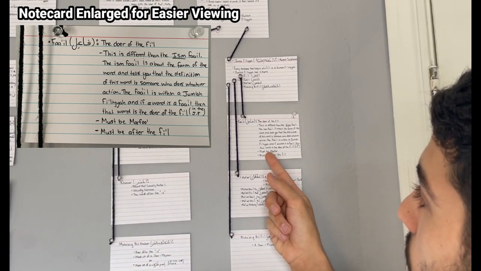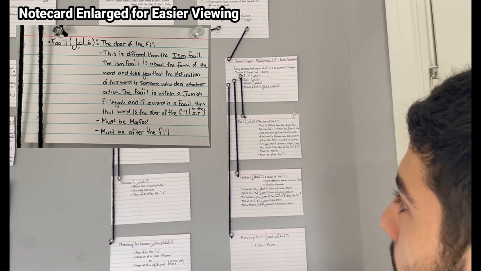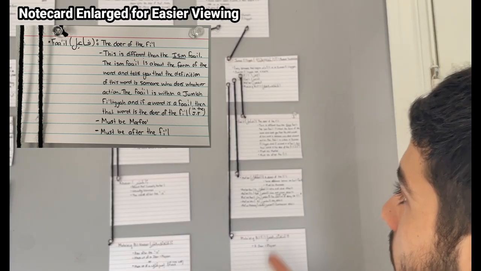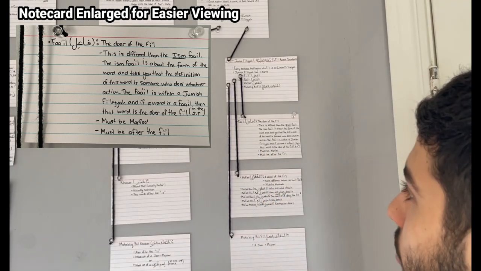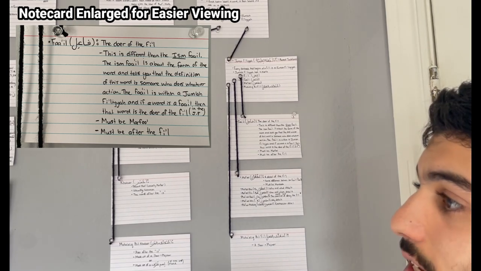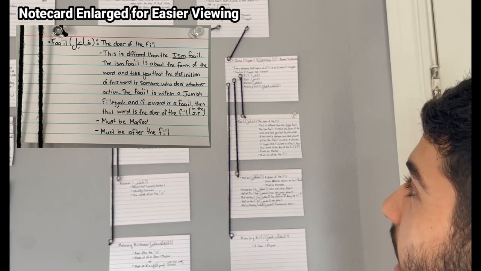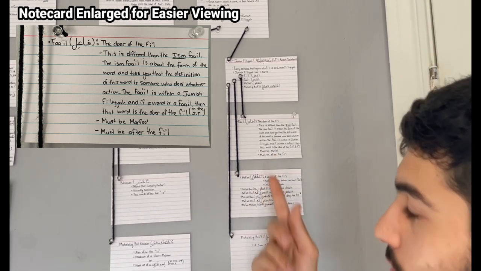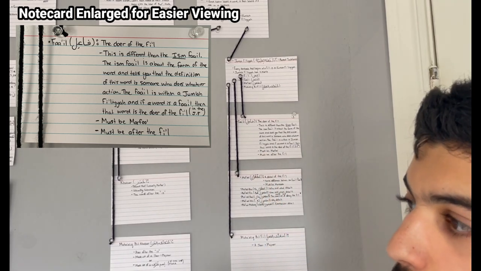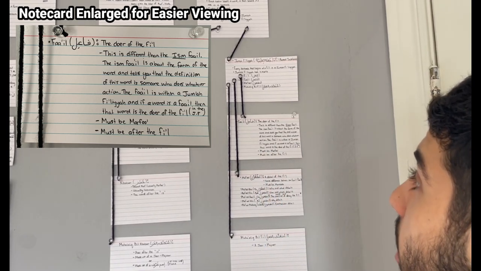Now, one thing you need to know is the fa'il must be marfu', meaning it must be in the rafi' status, and it must be after the fi'l. So if I say daraba Muhammad, and I want to say Muhammad hit, what's the status of the word Muhammad? Well, it must be marfu'. I have to say daraba Muhammadun, Muhammad hit. That way you can make it the fa'il.